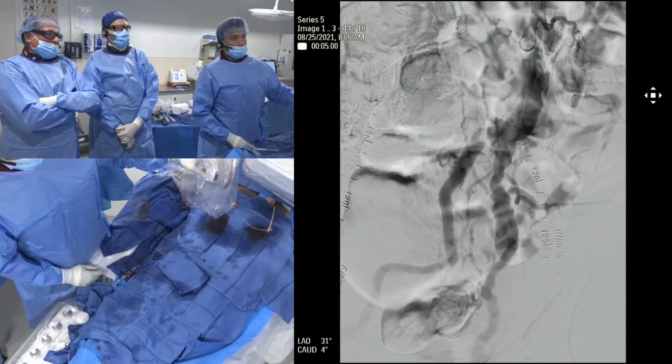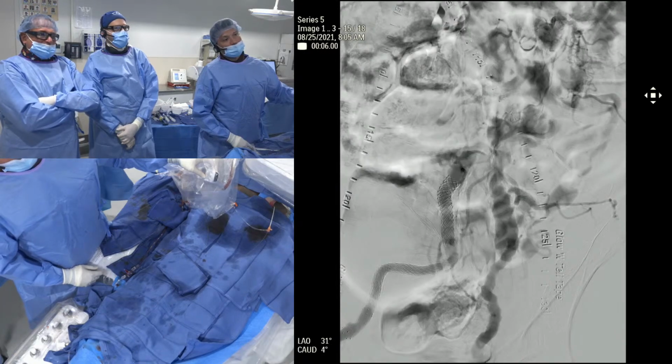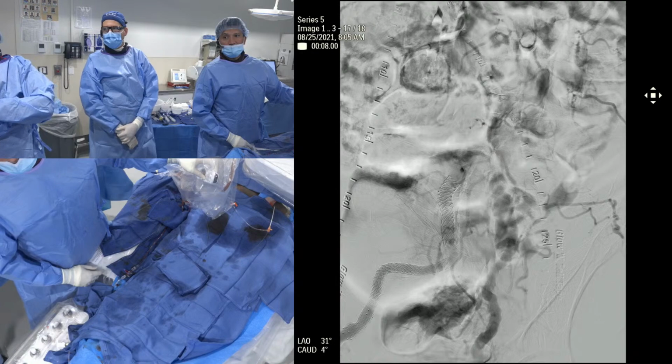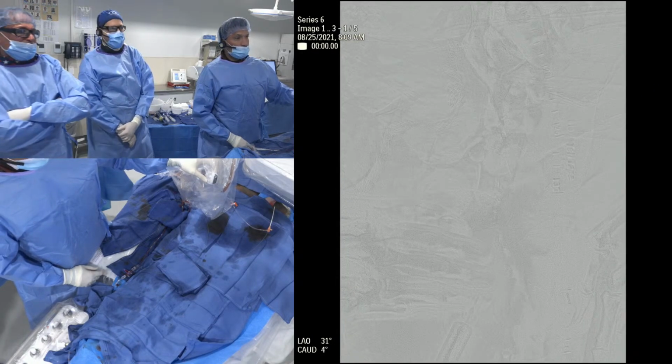So then what we can actually do is come all the way down. Do we have a 7.079? No, that's an 8 French too. Is that an 8 French? That would be 7 French. 7.0. So give me a 7.079.